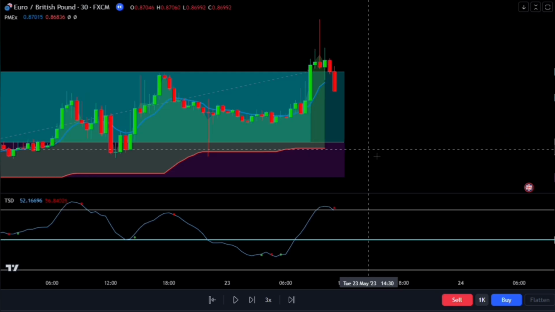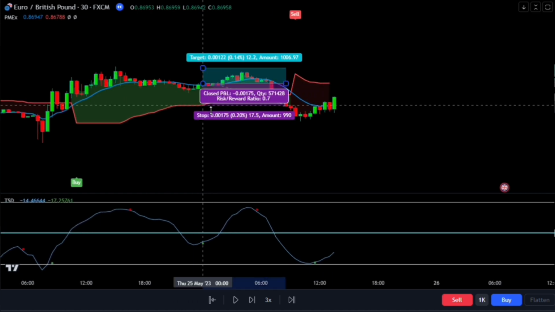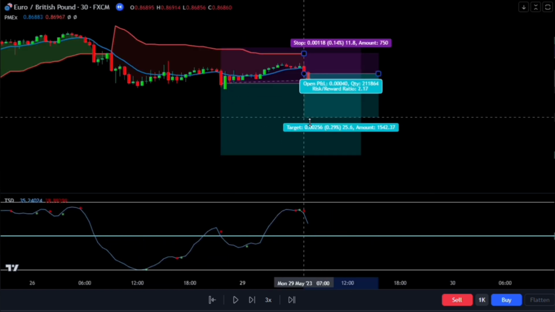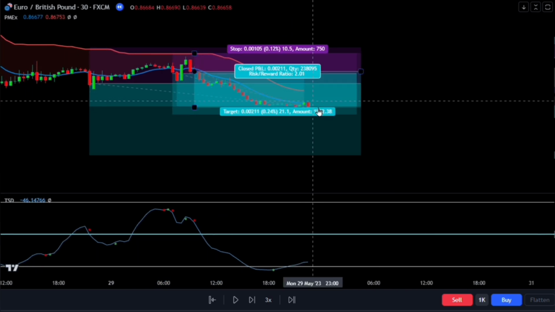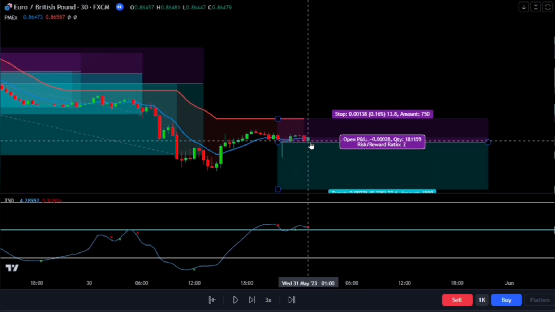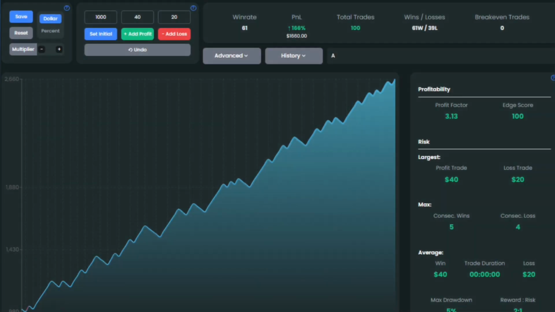I started with around $1,000 in my account and risked 2% of that amount for each trade, with the goal of making a 4% return. The win rate for this strategy is quite impressive at 61%, especially considering the 30-minute time frame. Over a period of 13 months, I made 100 trades and ended up with a profit of over 166% in my account. The profit factor, which indicates the success of the strategy, was 3.13, showing that things went really well.